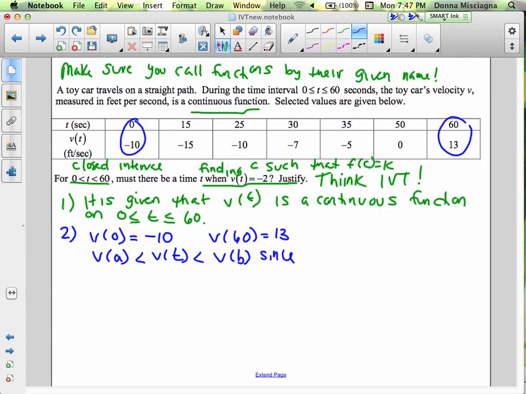Since it was 0, it was negative 10. Since negative 10 is less than negative 2 is less than 13. All right, so we have met requirement number 2. We've shown k is in between our f of a, and in this case our v of a and v of b. All right, we have one last thing to do.